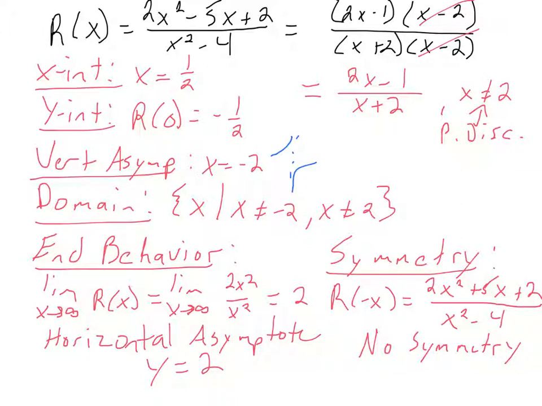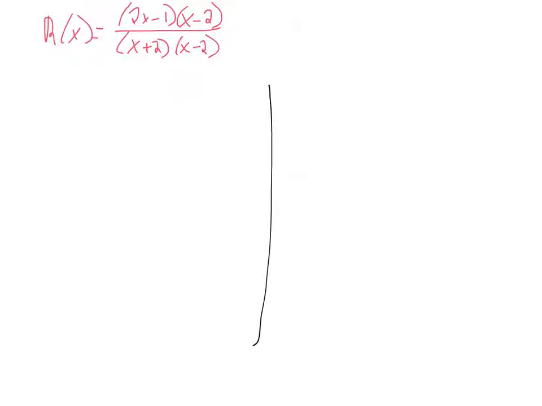So we pretty much have all the information we now need to go ahead and graph this function. So let's go ahead and do that on the next page here. We have our function r of x equals, I'm going to write it out in the factored form, 2x minus 1 times x minus 2 over x plus 2 times x minus 2. So if we go ahead and graph this.